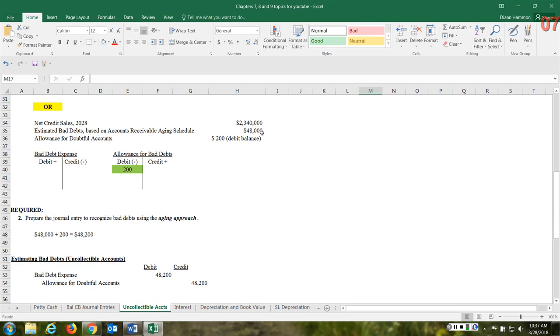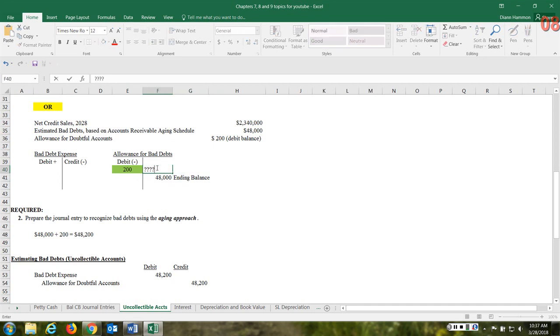But for us, we're not going to actually go through calculating that at this point. We are just going to take this number given to us as 48,000. This is assuming that someone's already gone through and they've made the calculation for the aging. So 48,000 is the amount of estimated bad debt based on the accounts receivable aging schedule. So that means this is the end balance that we want to have in this T account. So let me just put that 48,000. This is to be our ending balance, or what we desire to have in this account.